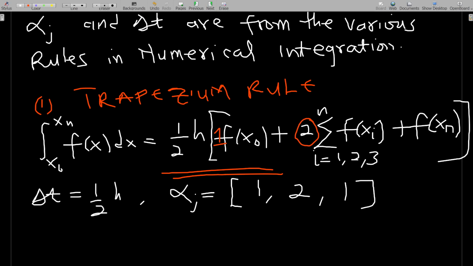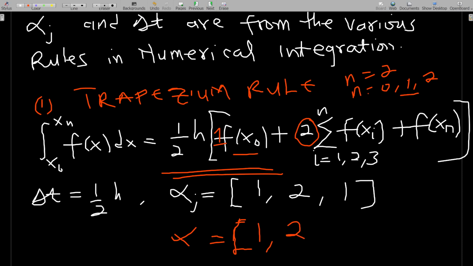Then the coefficient of f(xn), that is the n that you talk about here, when n is equal to 2. Okay, what will happen is that it will start from n equals 0, 1, then 2. So it means that for my alpha, when you come to n equals 0, I have f(x0), so I have 1. N equals 1, I have f(x1) and I have 2. But when n equals 2, that is the last one for our n, so it means we come back to f(x2) and that one will give us 1.